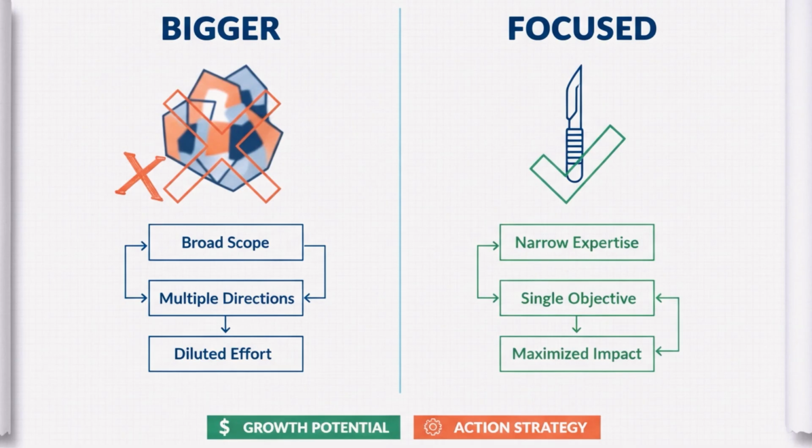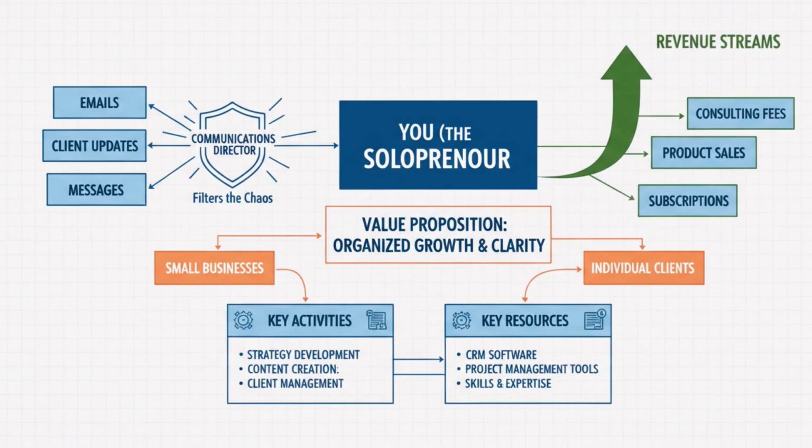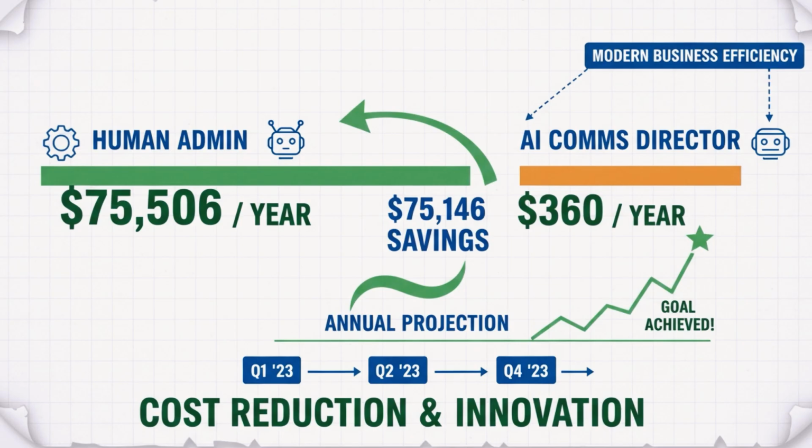I'm all about finding the simple path to leverage. My final team member couldn't be a jack of all trades, it had to be a master of one. So if the answer isn't a giant CRM, how do you handle the flood of emails, client updates, and messages? You don't hire an administrator. You hire a communications director, and this one saves me 10 hours a week.